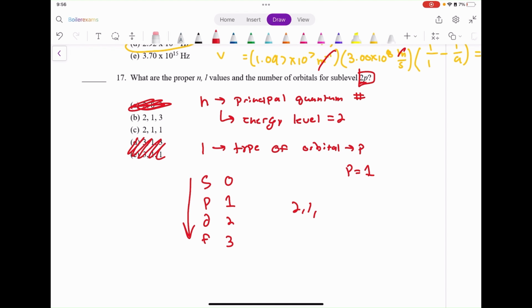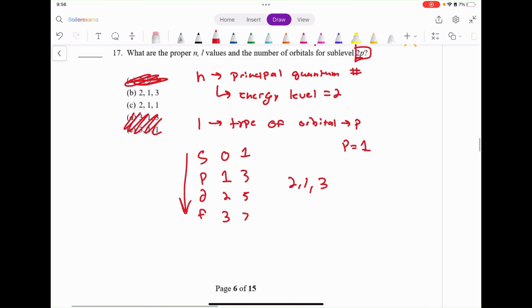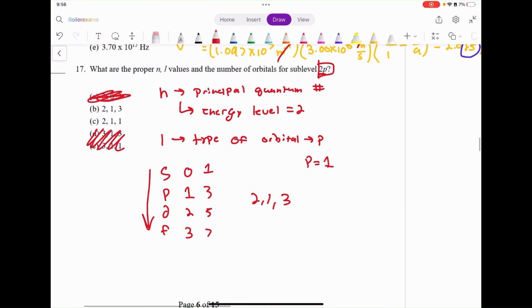And what's the third one? Number of orbitals. There's 3 orbitals. For each one of these, you increase the number of orbitals by 2 every time. So s has 1. p has 3. d has 5. f has 7, not 6. So I know it's B, but this is also apparent when you see number of electrons in each orbital.